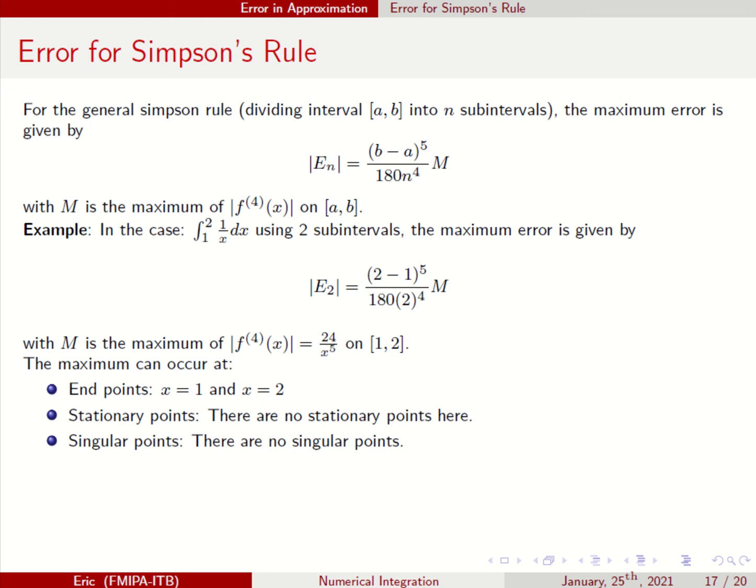Don't forget, we have to check the endpoints, 1 and 2, stationary points, and singular points. There are no stationary points on the interval 1, 2, you can check, and there are no singular points in this interval also. So we can just check on the endpoints. The endpoints are 1 and 2. At x equals 1, the value is 24, and at x equals 2, the value is 0.75.